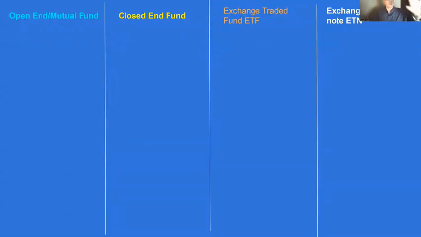So here we go. We have open end, which is known as a mutual fund. We have a closed end. We have an ETF. Then we have an ETN. They're all different things, a lot of similarities, but there's a lot of stuff that's different. So let's get on the first thing.